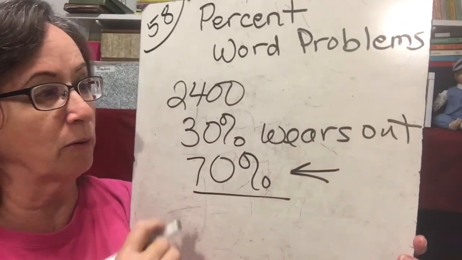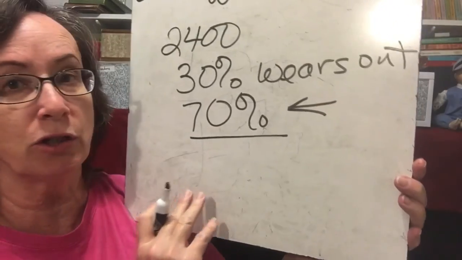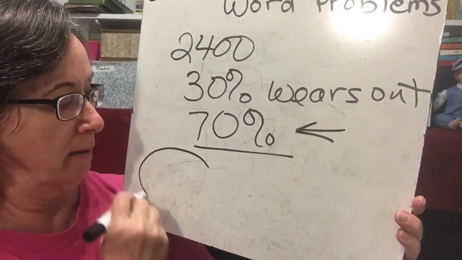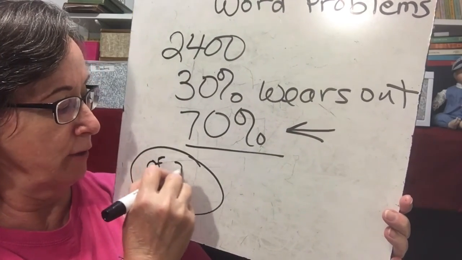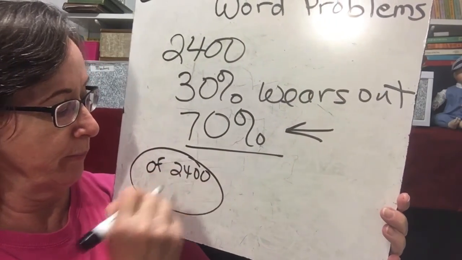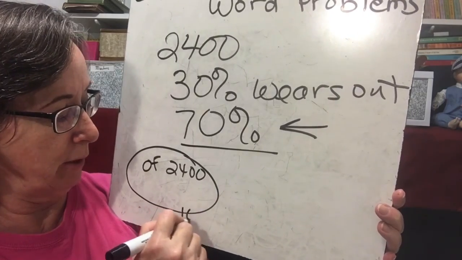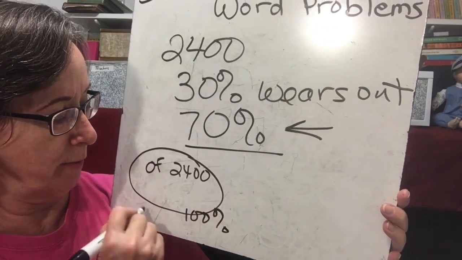So we're going to do our math. When we go to do our little diagrams, the whole goes here, the 2,400. And this is the 100%. This is also the before number.